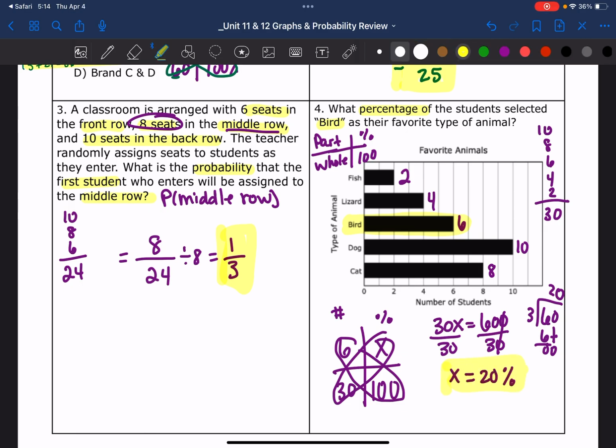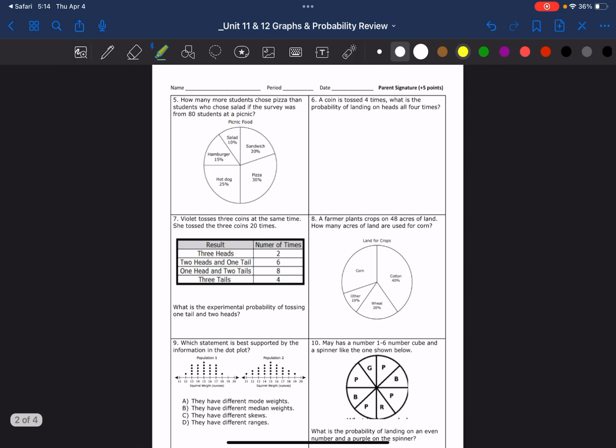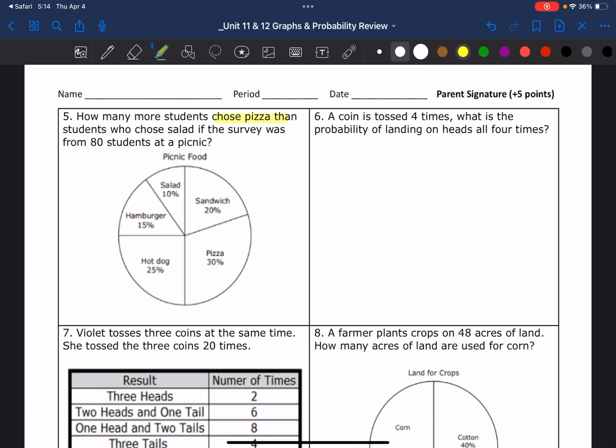All right, let's take a look at the next page. Pause if you have to get this down. I'm going to go ahead and move to the next page. All right, number 5. How many more students chose pizza than they chose salad? Okay, so when you have how many more, remember that is subtraction. So here it says they surveyed 80 students at a picnic.